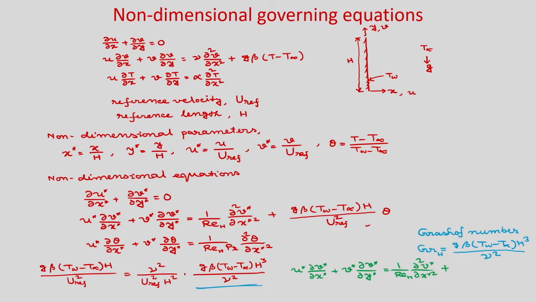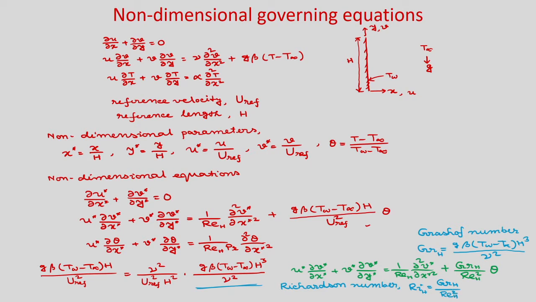plus, okay, so you can see it will be Grashof number, and in the denominator we will have Reynolds number square. So, Grashof number divided by Reynolds number square into theta. So, this is your momentum equation. So, here we will define another non-dimensional number, which is your Grashof number by Reynolds number square, and it is known as Richardson number, denoted as Ri is equal to Grashof number divided by Reynolds number square.